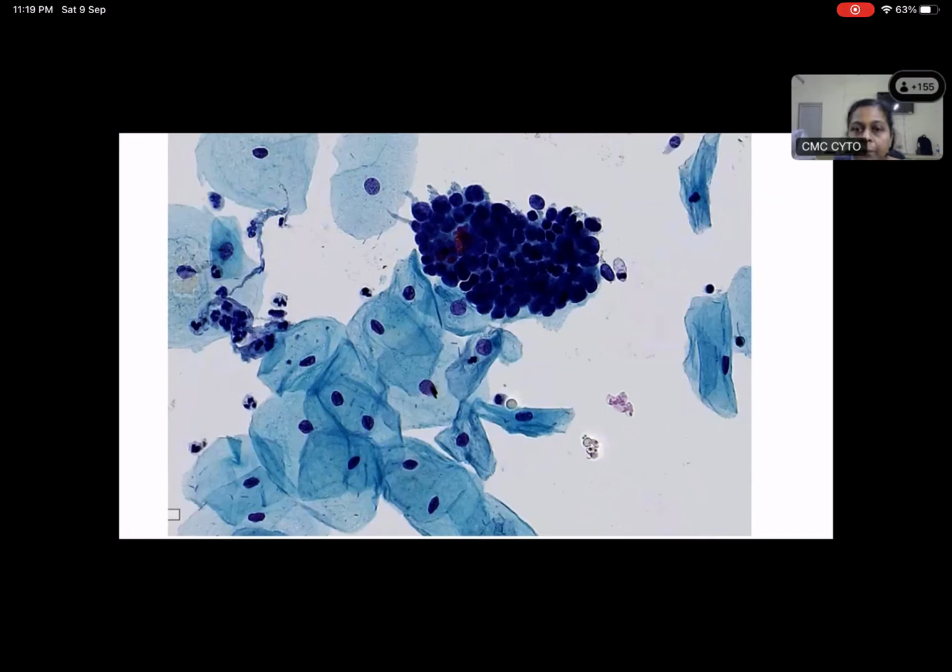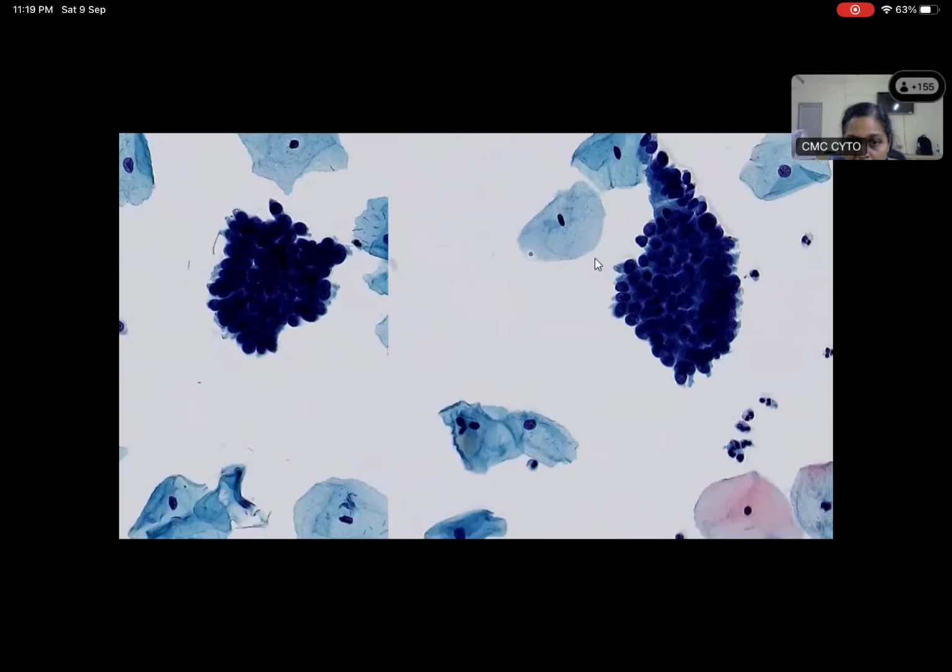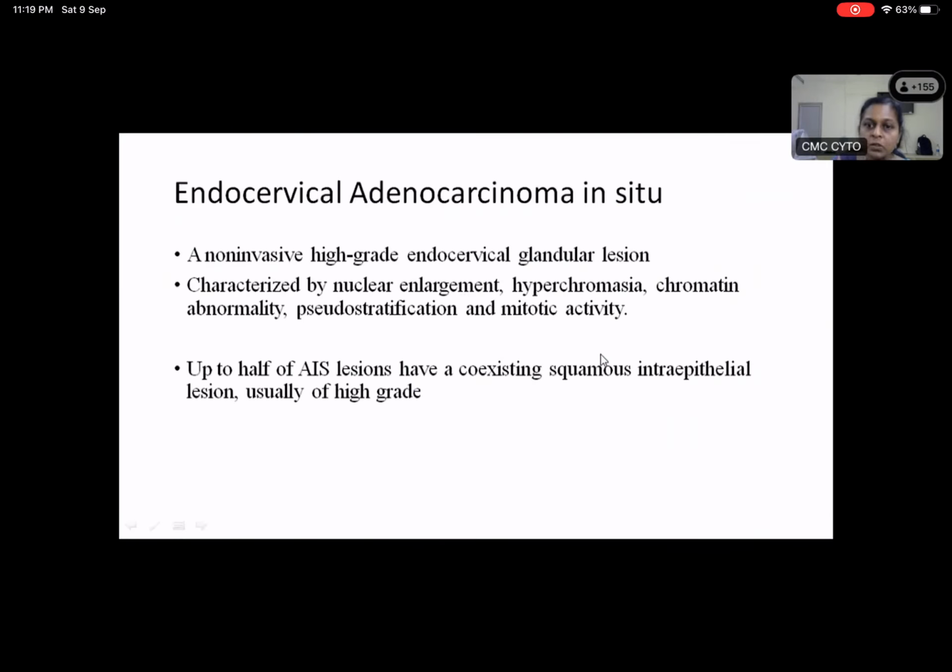So cilia will be much finer. In this particular thing, you can't really make out much cytoplasm at all, but it will look the same color, and the density of the cytoplasm will be the same as what you see in this cytoplasmic protrusion that you're seeing here as feathering. So this is endocervical adenocarcinoma in situ.